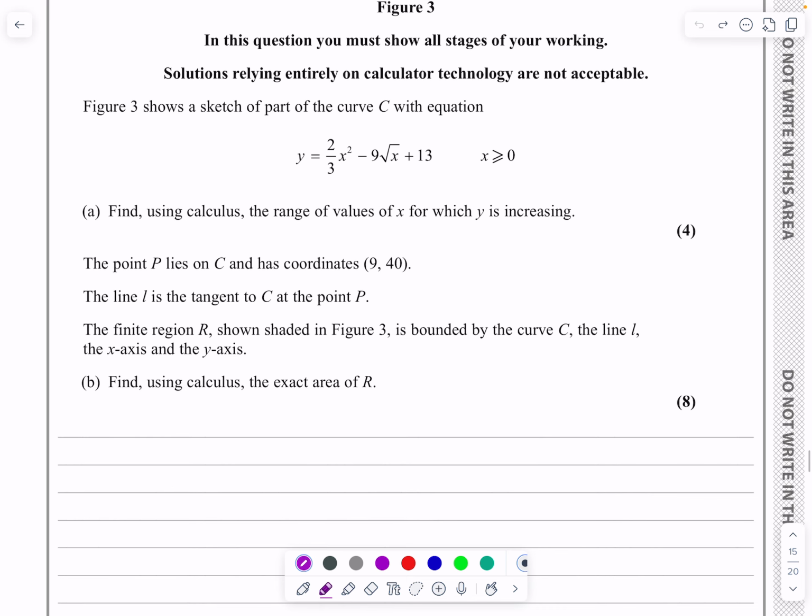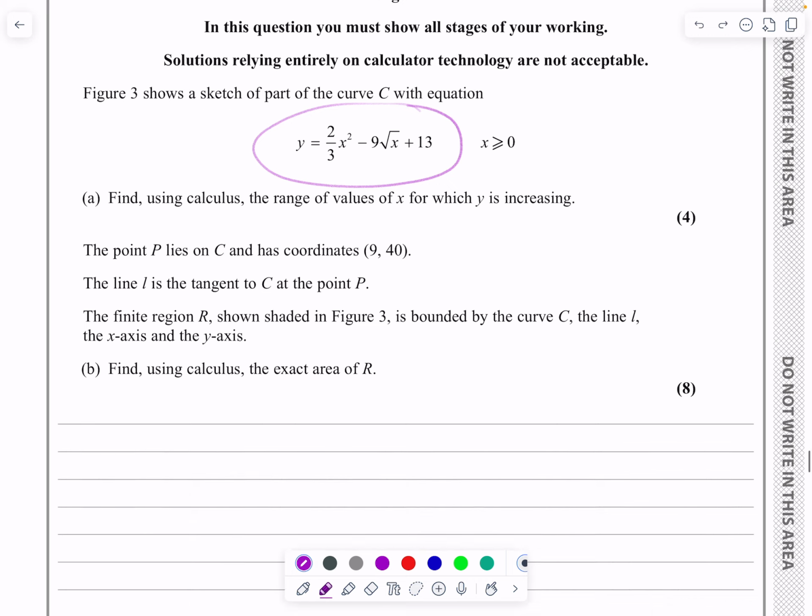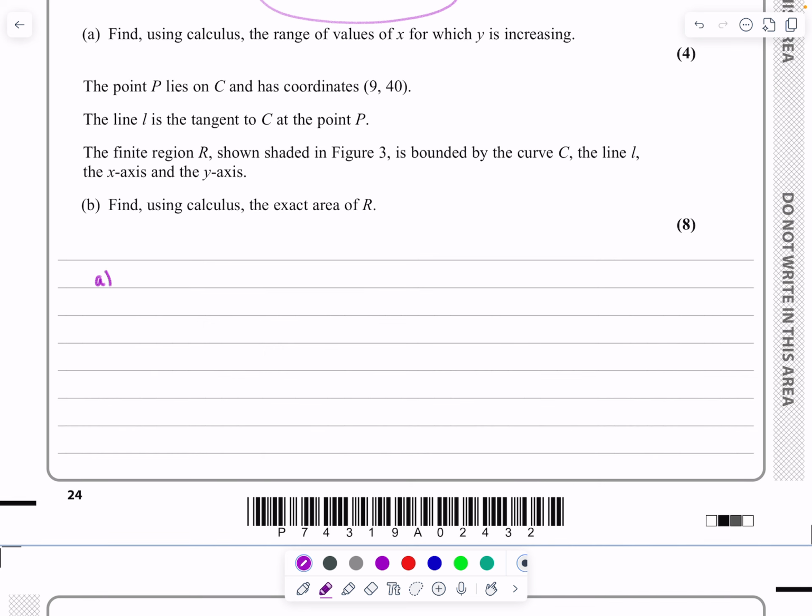9 part A, it says for this function here, remembering that x is greater than or equal to 0, can we find the range of values for which y is increasing? So let's explain to the examiner what we're going to do. y is equal to 2/3 x squared minus 9x to the half plus 13.